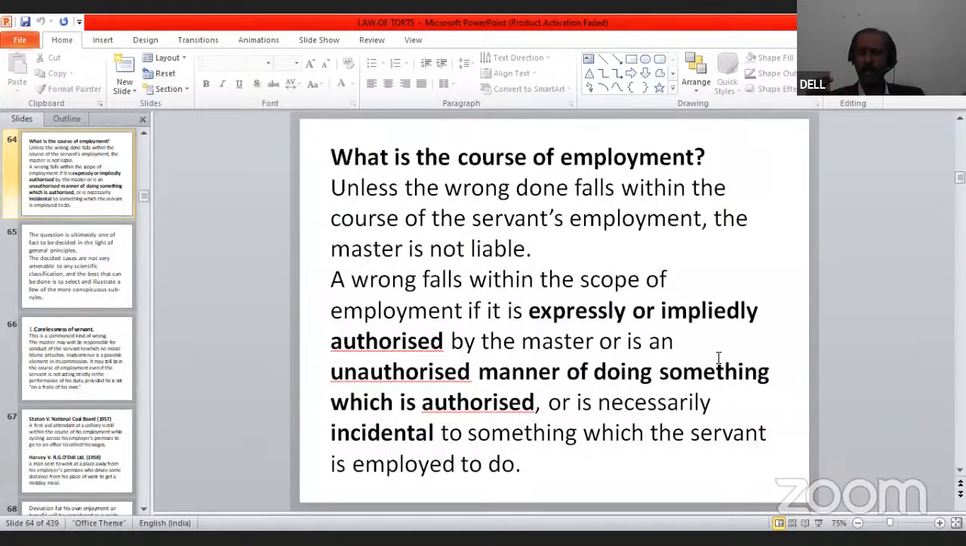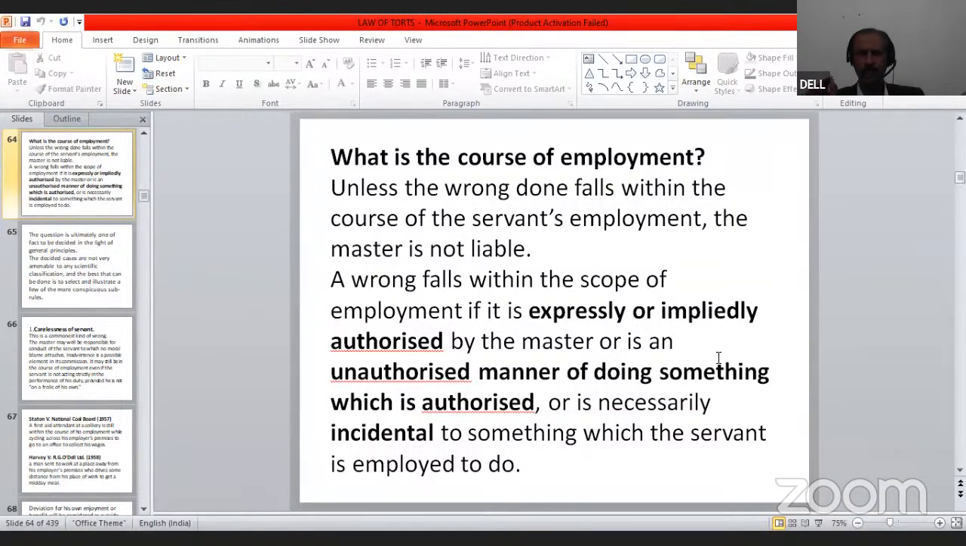We got some guidelines from Lord Thankerton, Denning, and McKenna on how to determine the relationship of master and servant. But as far as the second essential is concerned, the courts never gave a guideline, and we have to go by each case and each circumstance. We have to determine whether the wrongful act of the servant comes within the course of employment or falls outside the course of employment. Okay, let us see now.